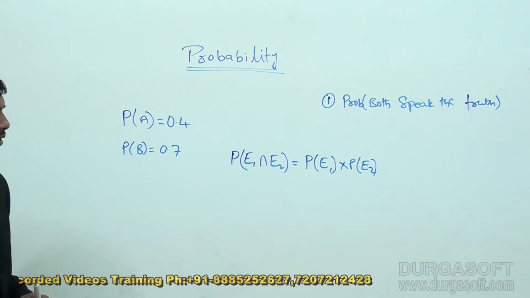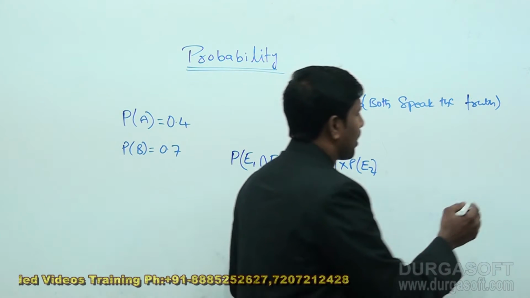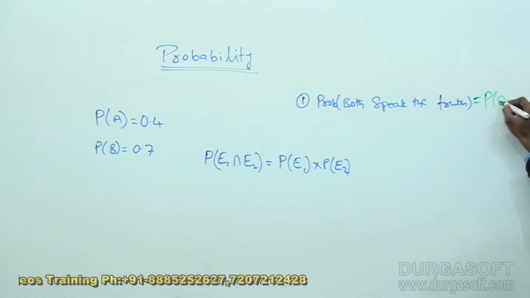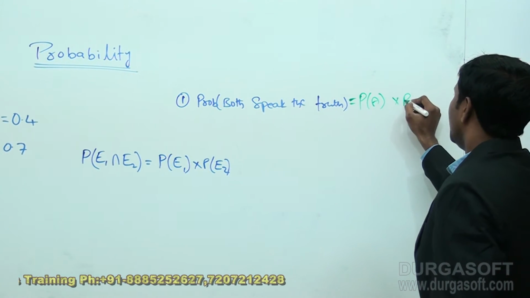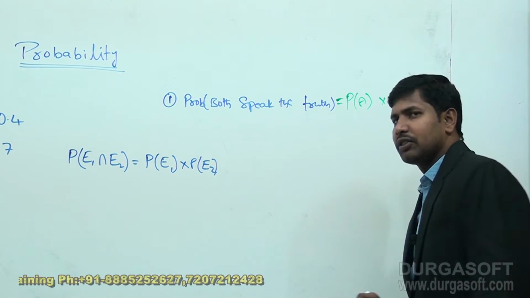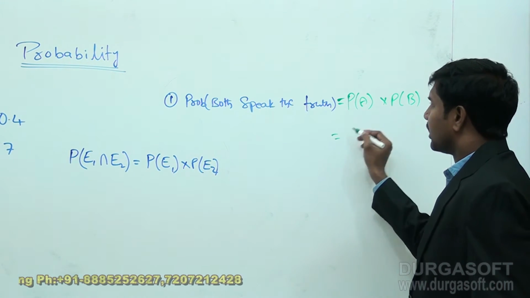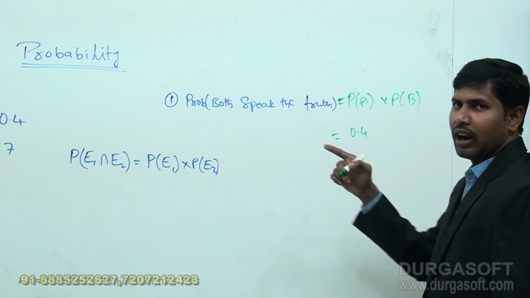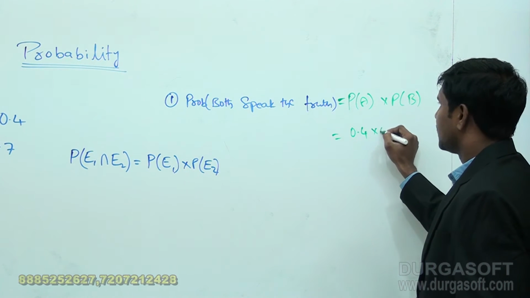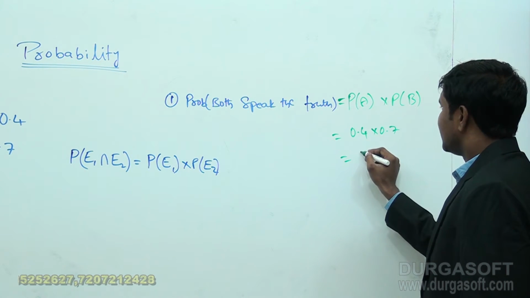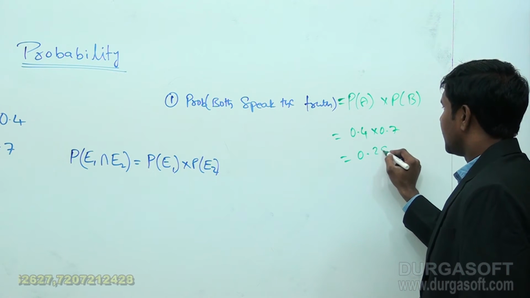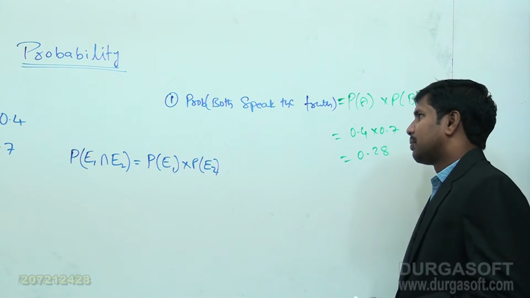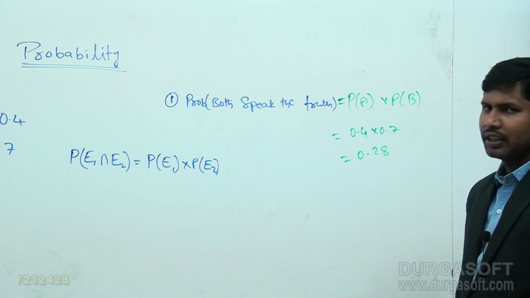So now we are going to apply the same rule here. The probability of both speaking the truth is simply the probability of A speaking the truth times the probability of B speaking the truth. The probability of A speaking truth is 0.4 and the probability of B speaking truth is 0.7, so it is equal to 0.28. So the probability of both speaking the truth is 0.28.